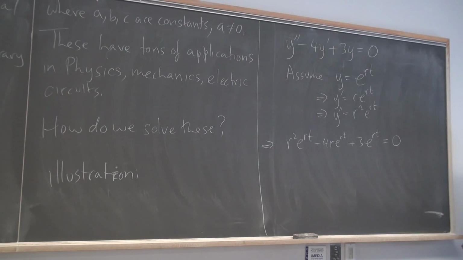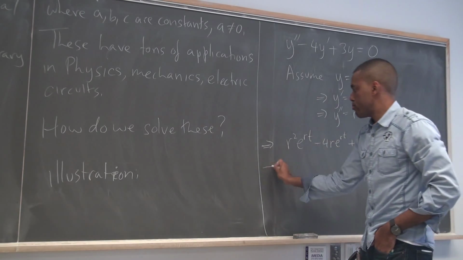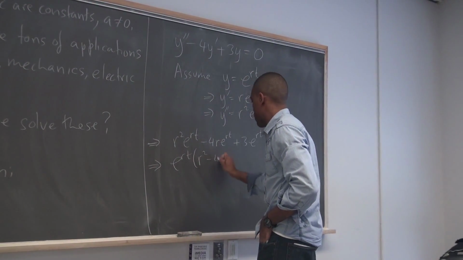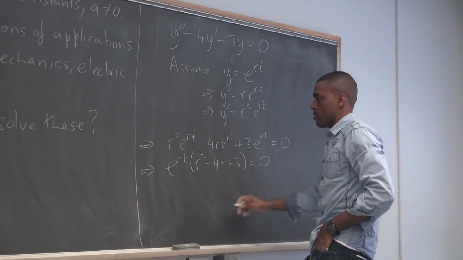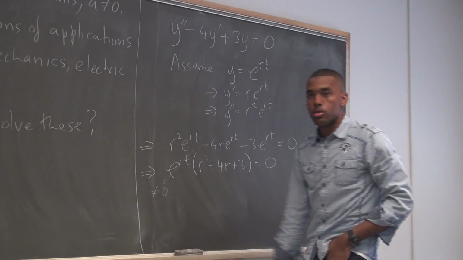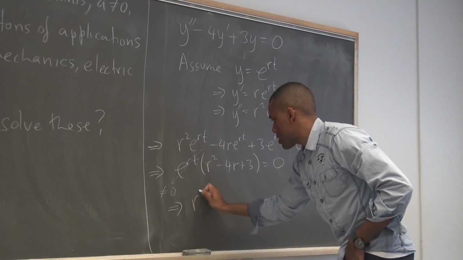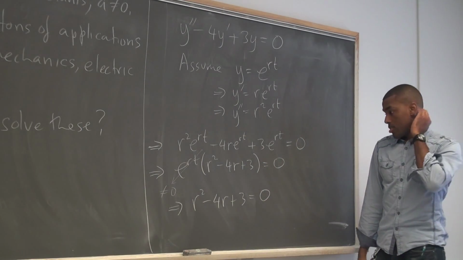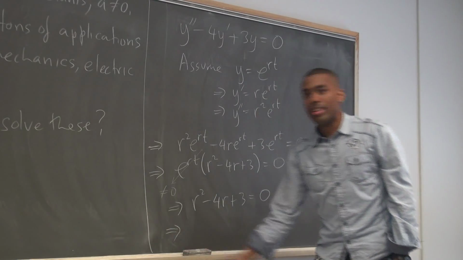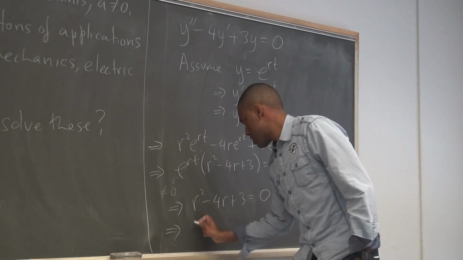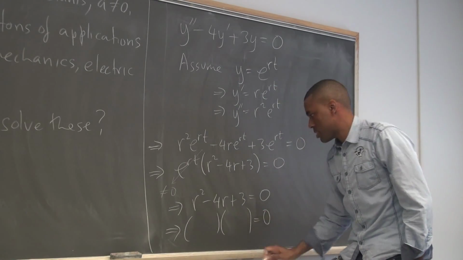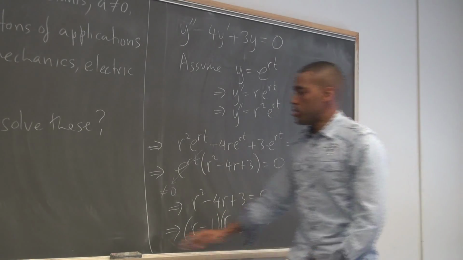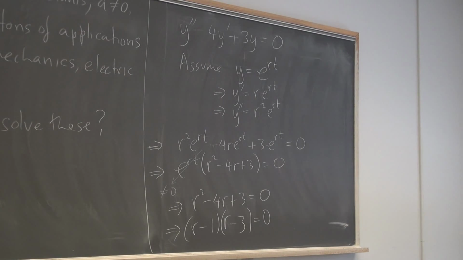Now, if we want to solve this equation, what would we do? We simplify by the e to the rt. It's a common term, we can factor it out. Since this is never zero, because it's an exponential, that gives us the fact that this is 0. And how do we solve that? We can factor. What are the factors? r minus 1, r minus 3. Which means our solution for r is 3 and 1.